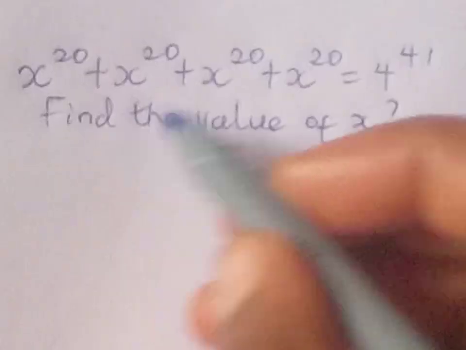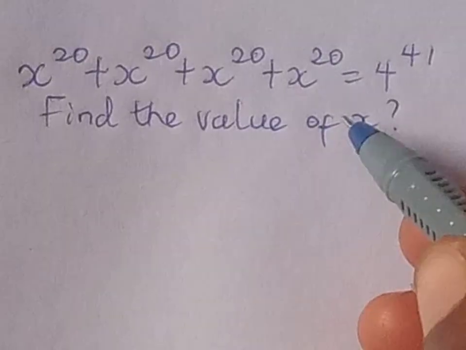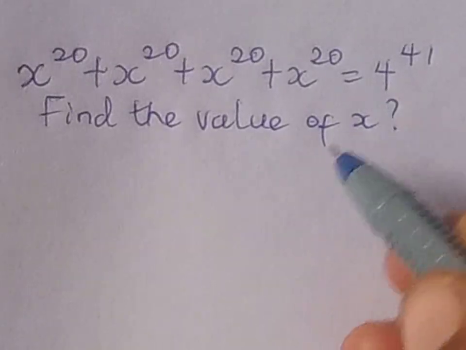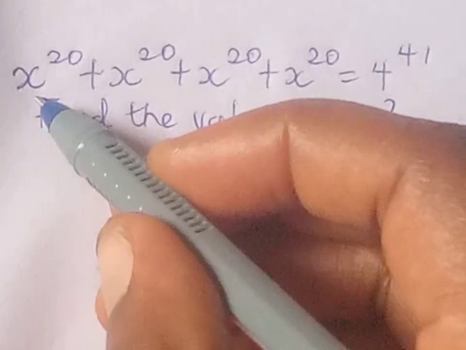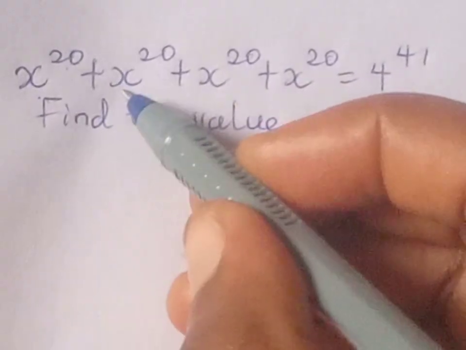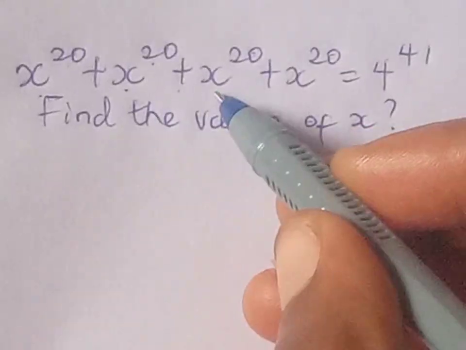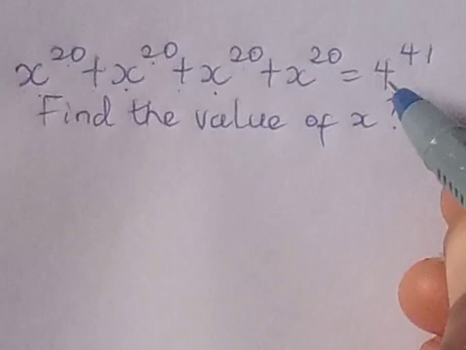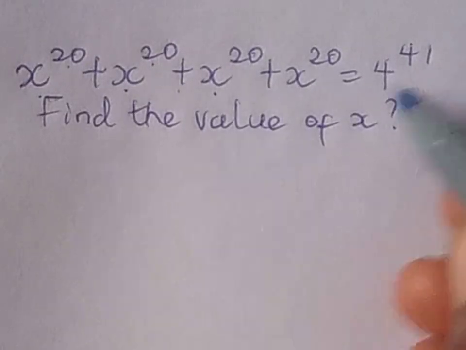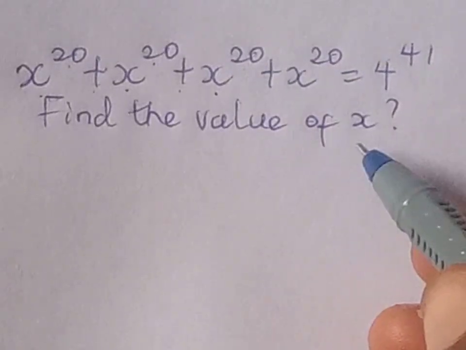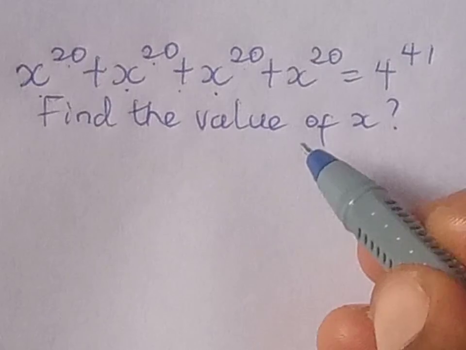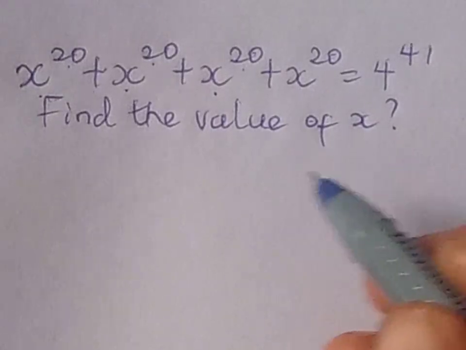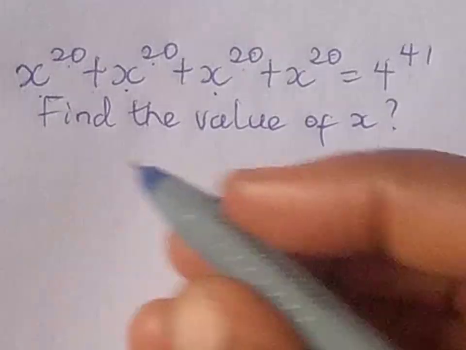Hello everyone. Today's Math Olympiad challenge looks intimidating because of the large exponents that we have in the question. The question says if x raised to the power of 20 plus x raised to the power of 20 plus x raised to the power of 20 plus x raised to the power of 20 equals 4 raised to the power of 41. Find the value of x. Many students immediately try to expand 4 raised to the power of 41, but that's the wrong approach. Now let's solve it the right way.